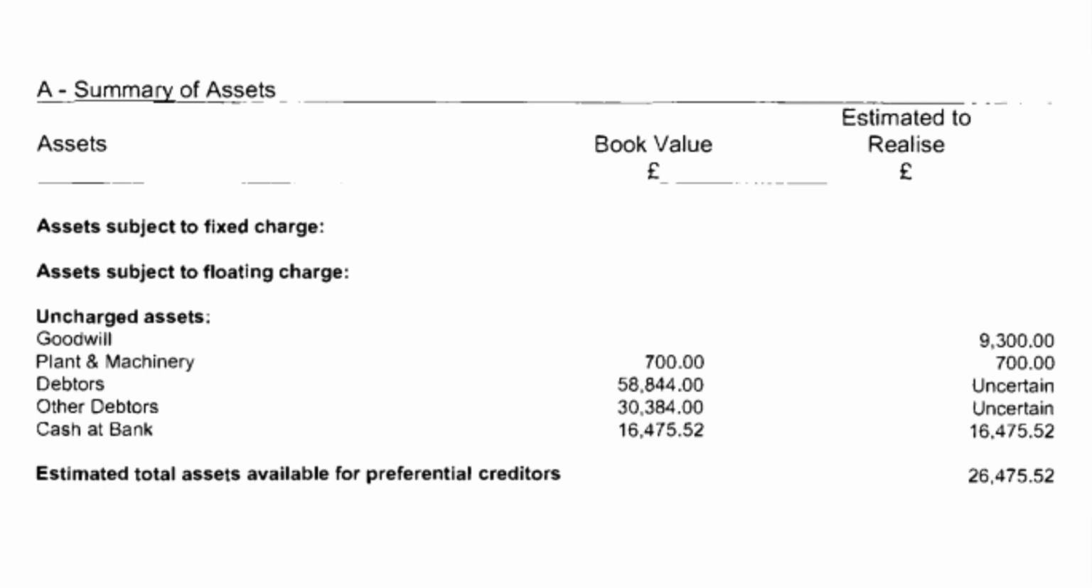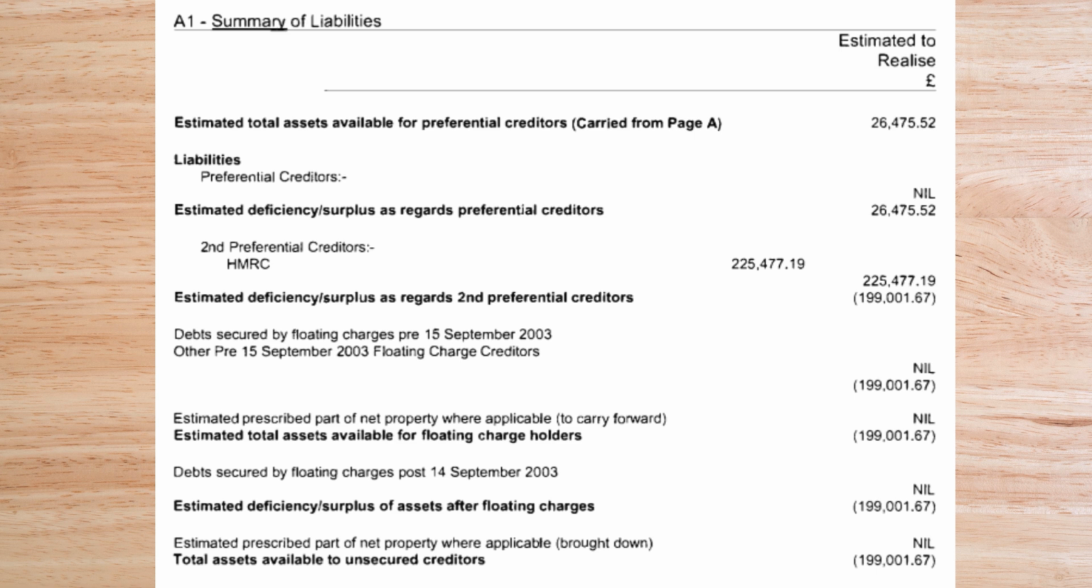That usually tends to imply that there maybe is an overdrawn director's loan account. And that would also maybe explain why the estimate to realise has been put as uncertain there. But you'll see those total assets add up to 26,000, albeit they don't allow for the estimated debtors because that figure has been left as uncertain in this SOA. And then that figure of 26,000 has been carried forward again to the liabilities page.